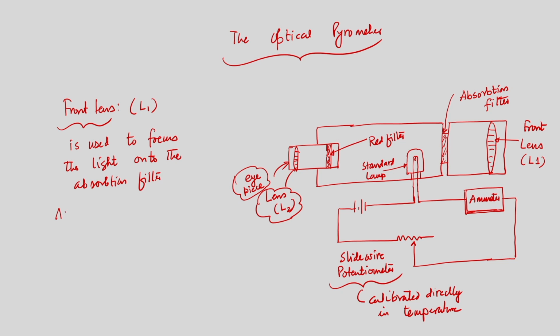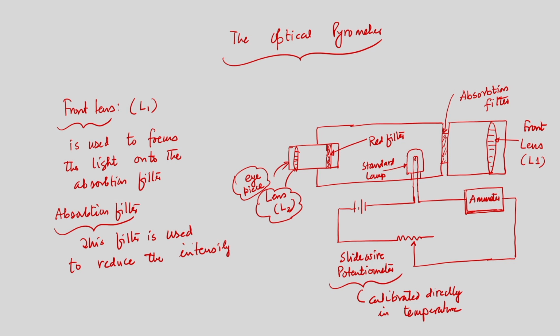Then the light comes to the absorption filter. What is the function of this? This filter is used to reduce the intensity of the light which is coming from any particular object or point, and then we have the standard lamp.